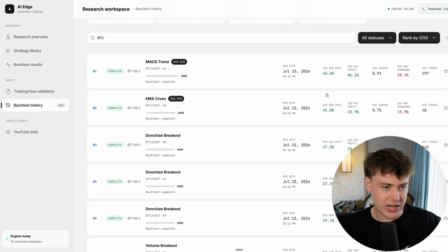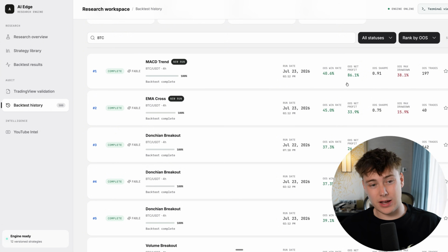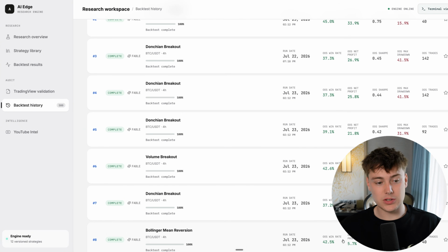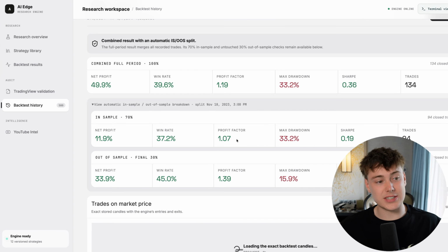And one strategy that's catching my eye here, obviously the first one, but the first one has a pretty big drawdown. The second one only had a max drawdown of 15.9%. And it had a very high win rate, 45%. So just scanning the data, the EMA cross actually looks very good.